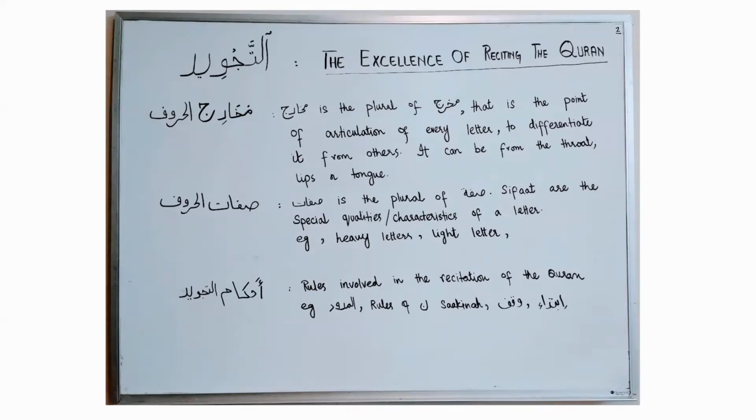There are three basic concepts of Tajweed al-Quran. The first one is makharij al-huruf. Makharij is the plural of makhraj, that means the point of articulation of the letter to differentiate that letter from other letters. And a makhraj can be from the throat, from the lips, from the tongue. And inshallah, we will study them in details.